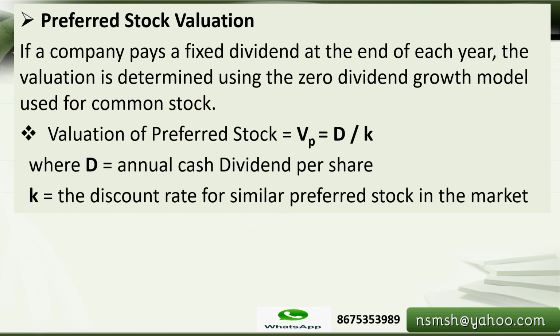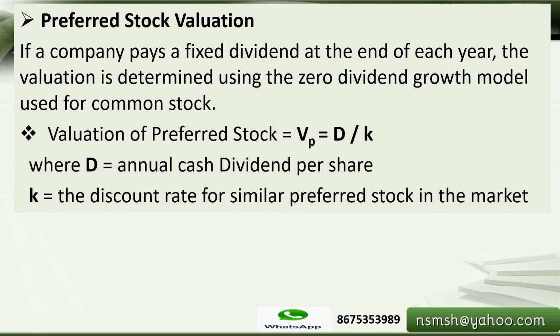So far we have seen common stock valuation, and now let's see a simple calculation for preferred stock valuation. If a company pays a fixed dividend at the end of each year, the valuation is determined using the zero dividend growth model used for common stock. This is very clear. We had already studied, while calculating for common stock, that a zero growth rate dividend based model is applied.